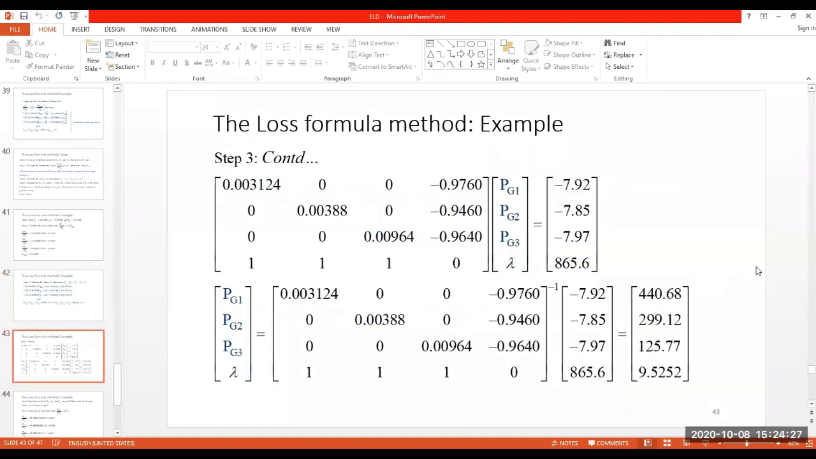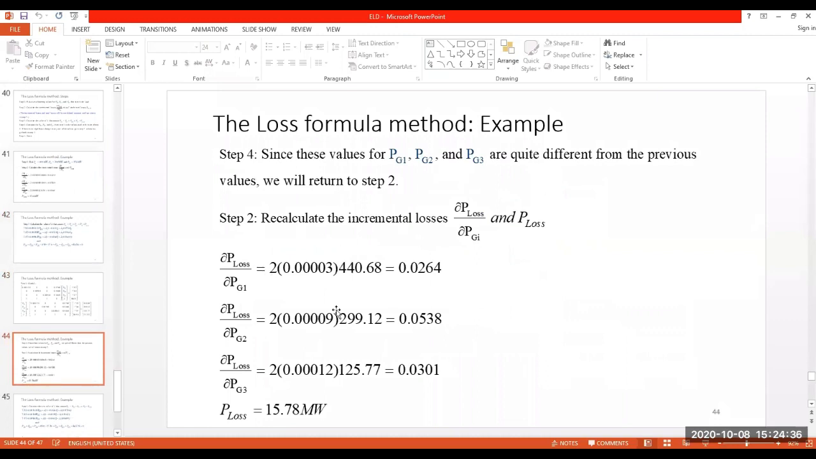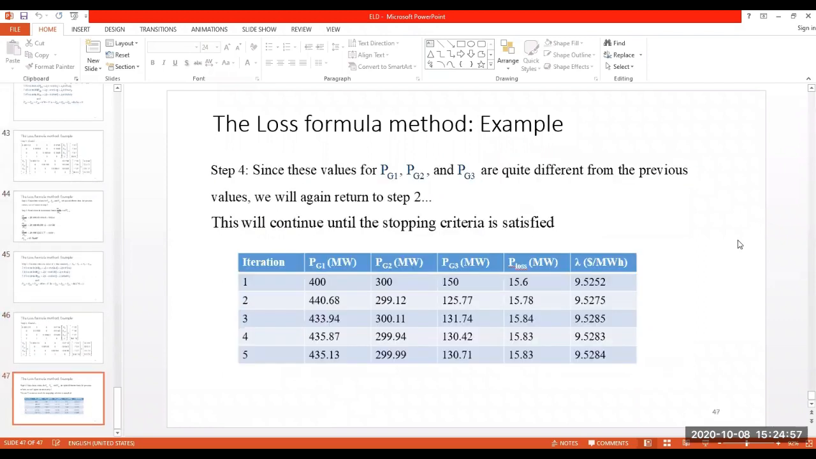So they are only updated after you have updated the PG values. You have got the new PG values here. Only then are you updating them. In the next iteration, you are updating them using the new PG values, and you're also updating the P loss. Until then, for any intermediate calculation steps, you are simply taking the previous values. Okay, this is what is meant. Thank you. Any other question?